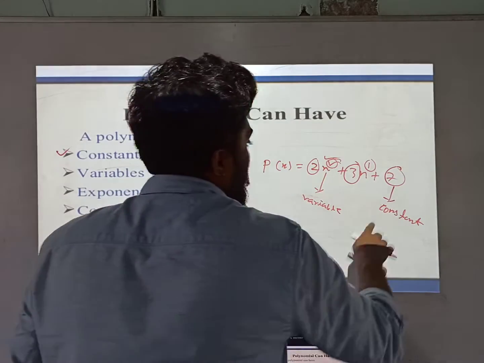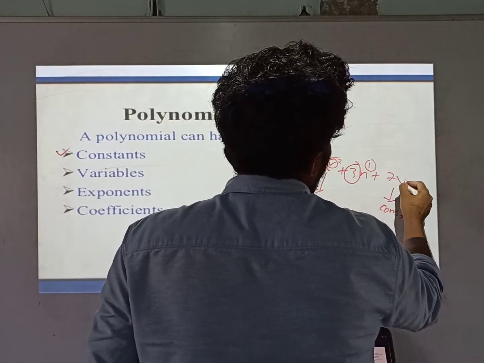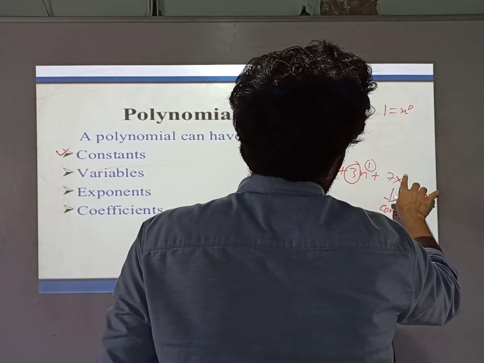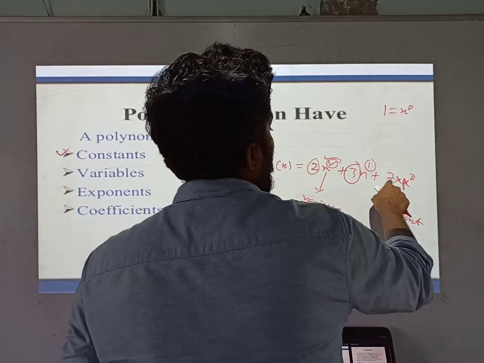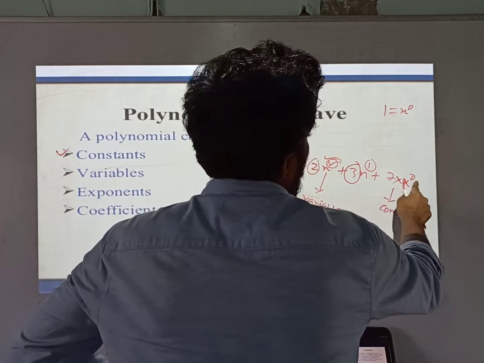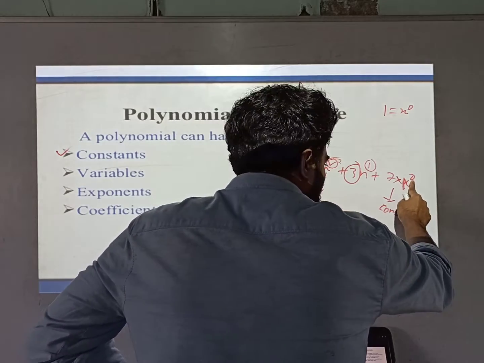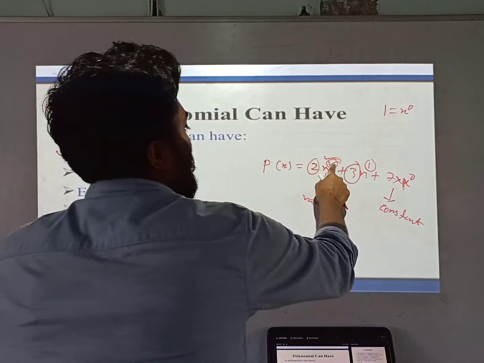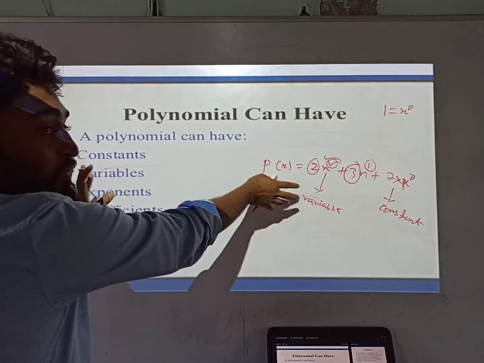Why is the power for 7 zero? Because I can write 7 as 7 into 1, and I can write 1 as x to the power 0. So 7 is 7 times x to the power 0. That means the exponent of the variable is 0 for this term. For this x, the exponent is 1. For this x, the exponent is 2. So these are the exponents of this polynomial: 2, 1, 0.